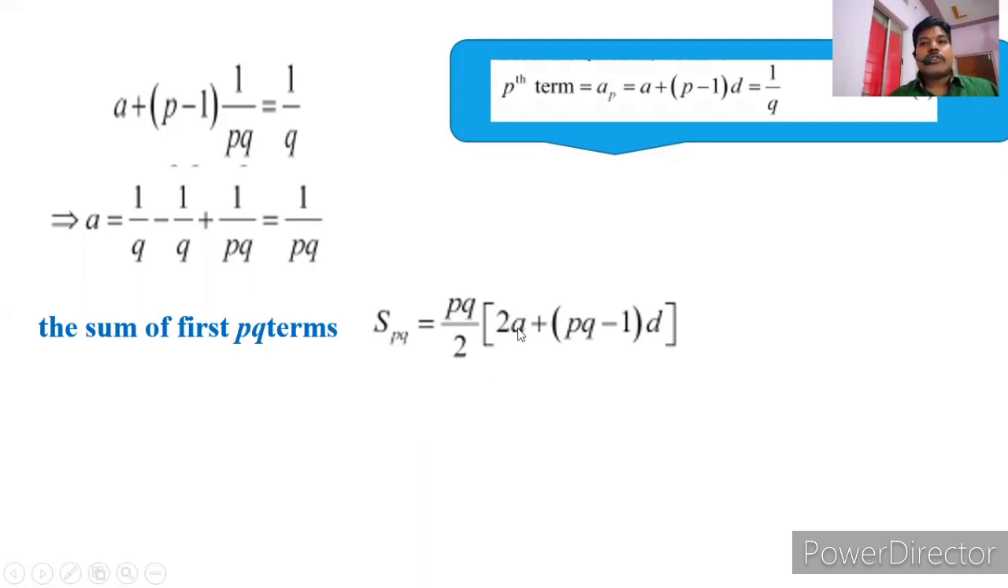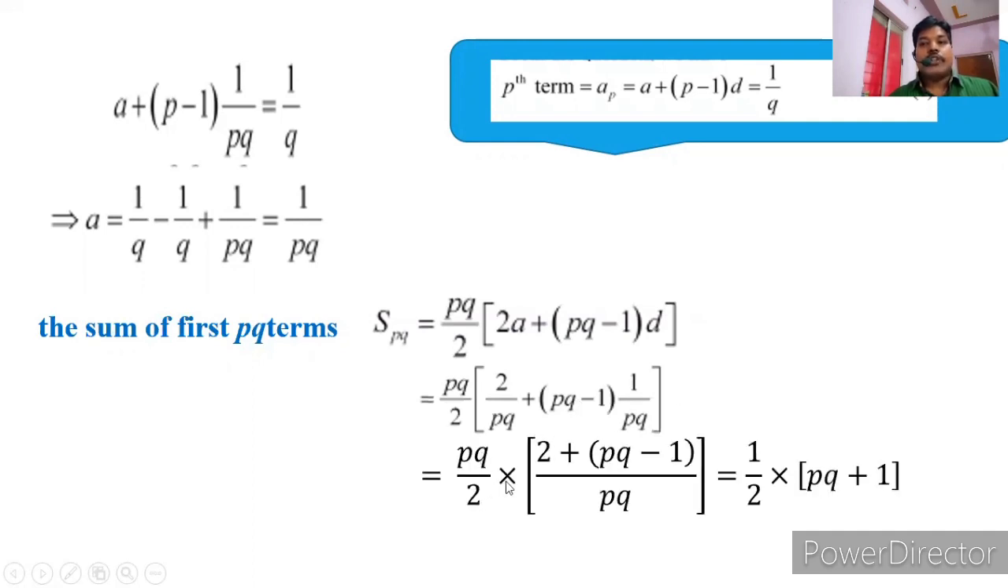SPQ is PQ by 2 into (2a plus (PQ minus 1) into d). That is nothing but n by 2 into (2a plus (n minus 1) into d). So in this equation, I am going to substitute the A value. A value is 1 by PQ and D value is 1 by PQ. So 2a will become 2 by PQ and D value is 1 by PQ. Just replace the values and take the LCM PQ. What happens? PQ by 2 into, taking the PQ LCM, (2 plus PQ minus 1) by PQ.